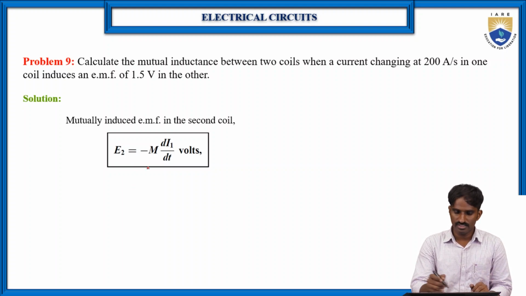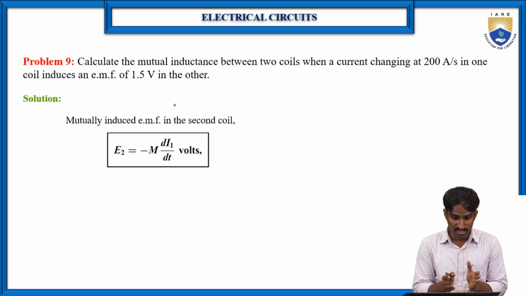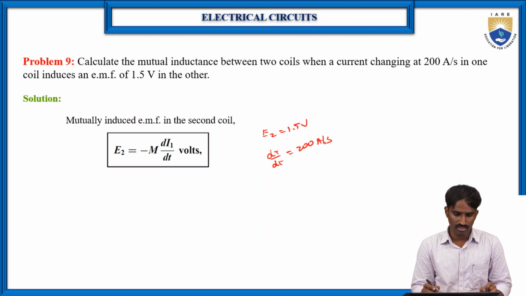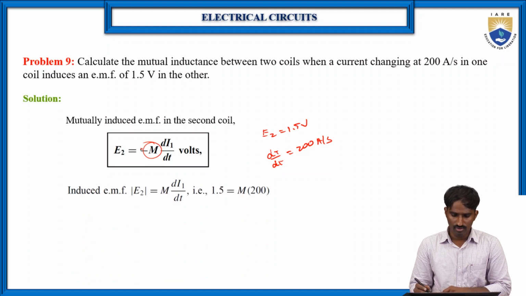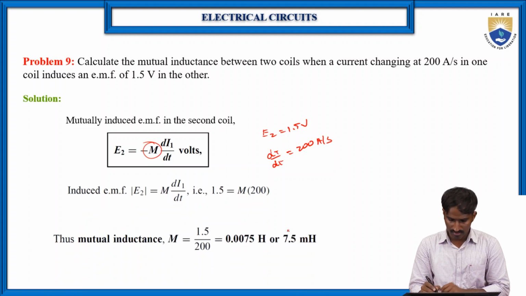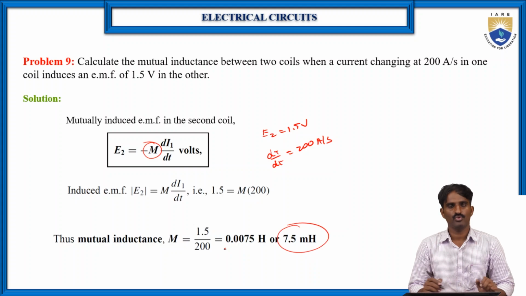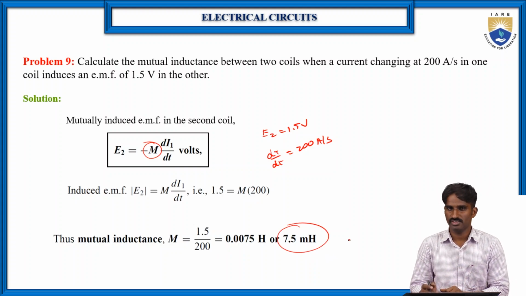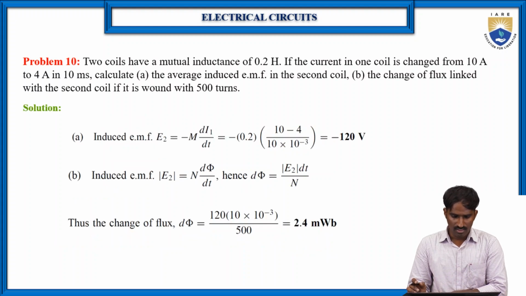So here they are asking us to find the mutual inductance. Then from this we have to find the M, because here they have given E2, which is equal to 1.5 volts, and the change in current di by dt, which is equal to 200 amperes per second. So just substitute these two values here, then you will get the value of M. The mutual inductance is equal to 7.5 millihenries. So this is how we can find the mutual inductance. So we just recall, right?